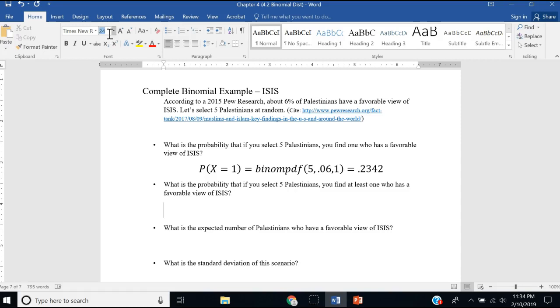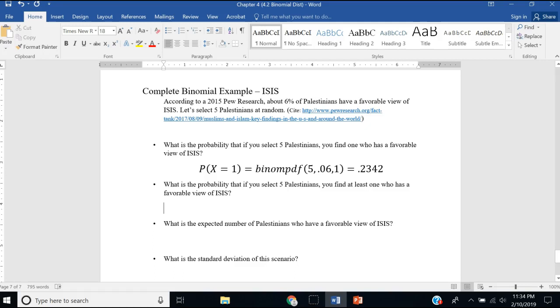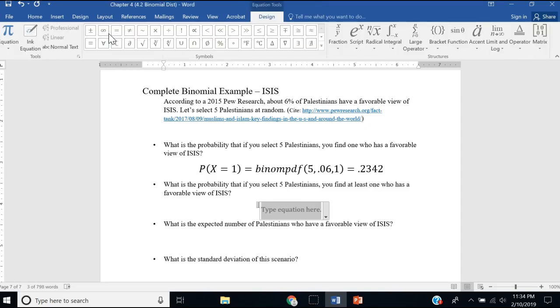This second one is a little bit different because it says at least one. So what I have to do to find this is first say, well, at least one means 1, 2, 3, 4, or 5. What's the complement? The complement is going to be the probability that 0 or fewer have a favorable view of ISIS. Okay, so binomial CDF, 0 or fewer. By the way, PDF would have also worked because 0 or fewer is just exactly 0. So what would that be? 0.7339.